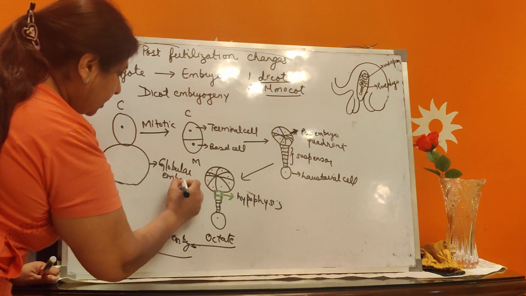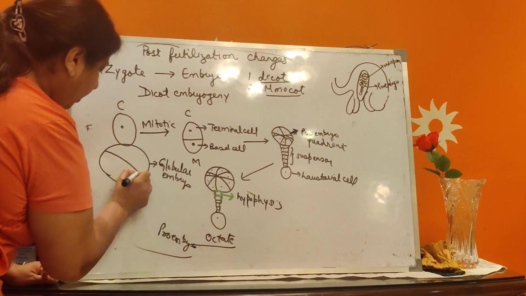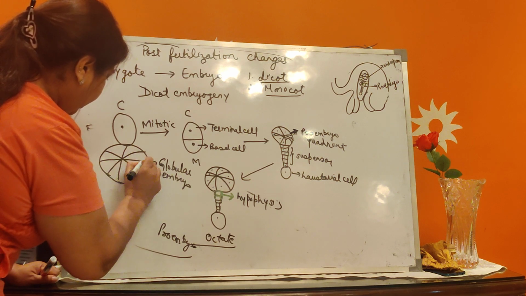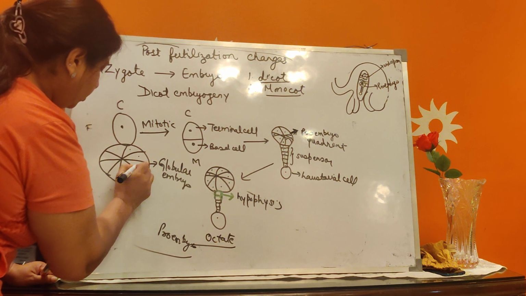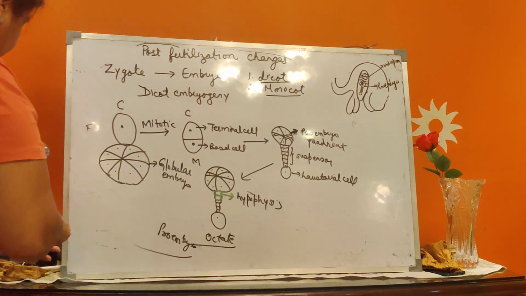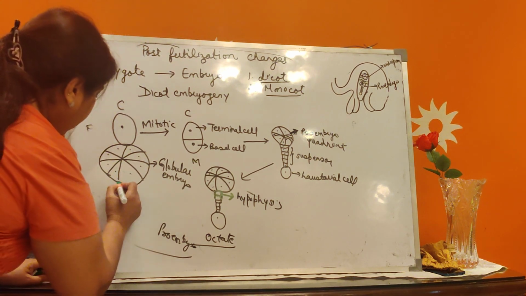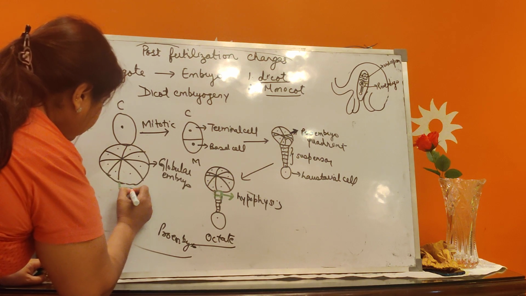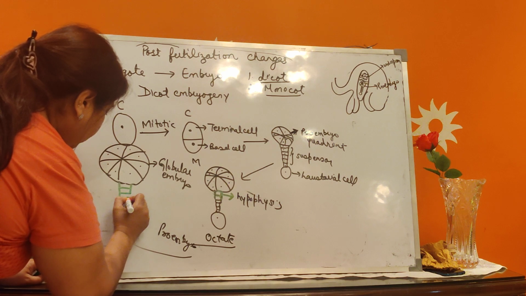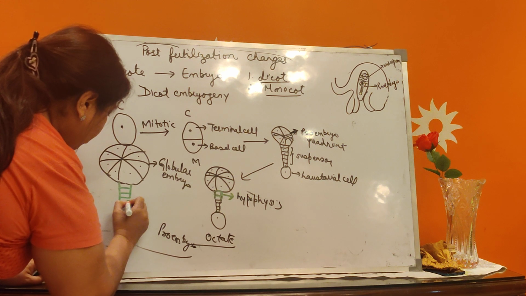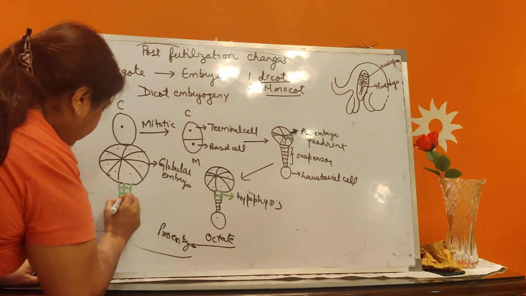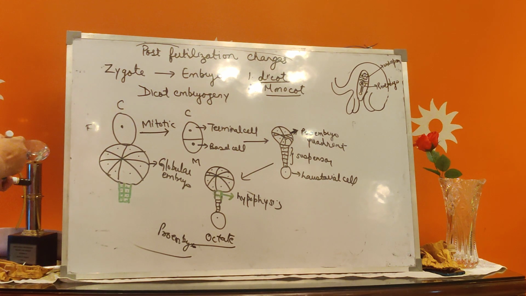Because its structure is globular. 1, 2, 3 and 4. 1, 2, 3, 4, 5, 6, 7, 8. This is what? Hypophysis. This hypophysis undergo mitotic divisions and form an octet.